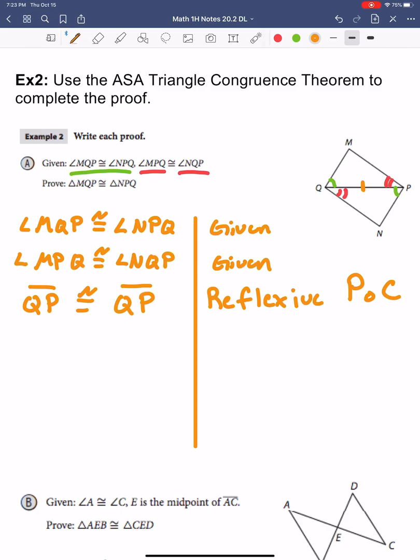All right, and so then we know that these triangles are congruent because we have this angle side angle setup, right? We have an angle, a side, and an angle, and then down below we have an angle, the side, and an angle, and so we know these 2 are congruent here. So I'm just going to make that final congruency statement, which is triangle MQP is congruent to triangle NPQ, and that's by angle, side, angle.